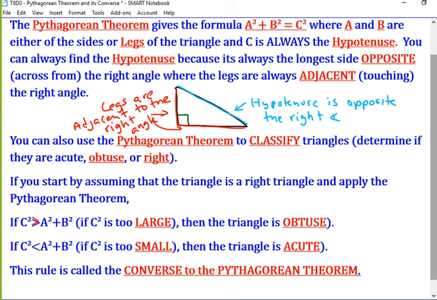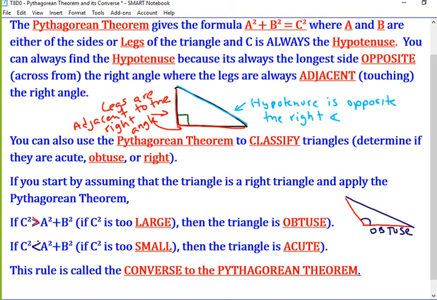Okay, if c squared is too small, okay, it opens away from the c squared, and that means it's less than. There we go. That means it's too small, and the triangle is acute. Okay, so we have something more like this. Okay, that's not really a good acute triangle, but work with me on it.